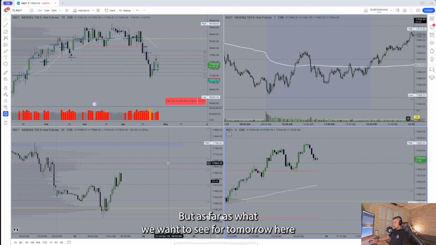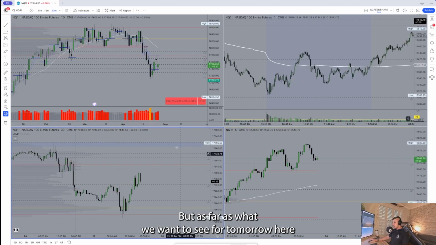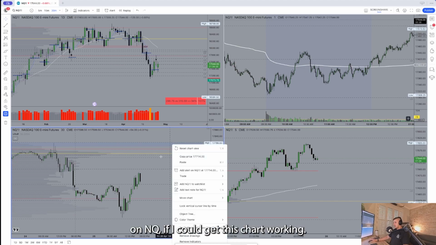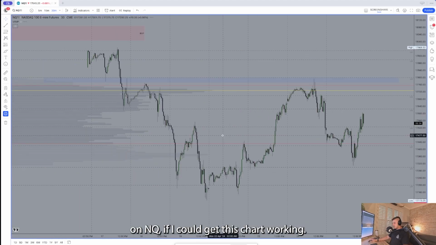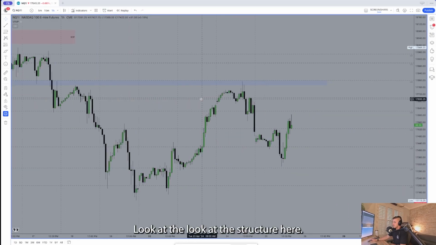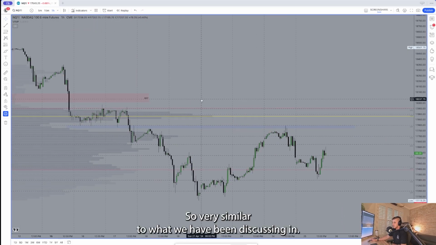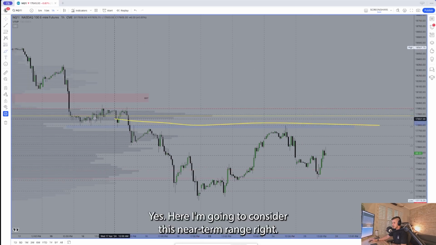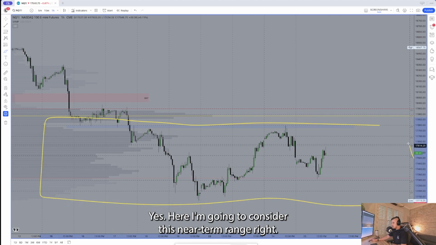But as far as what we want to see for tomorrow here on NQ, if I could get this chart working, look at the structure here, right? So very similar to what we have been discussing in ES here. I'm going to consider this a near-term range.